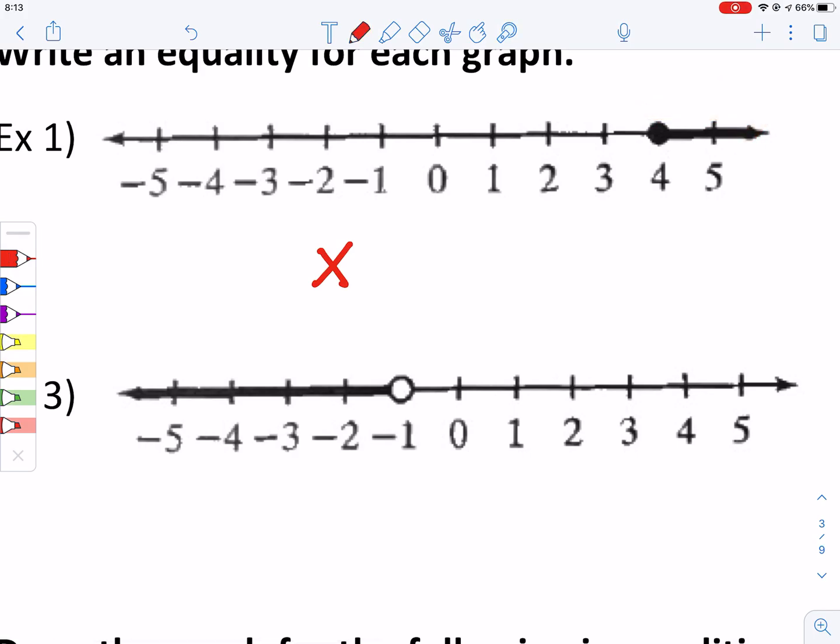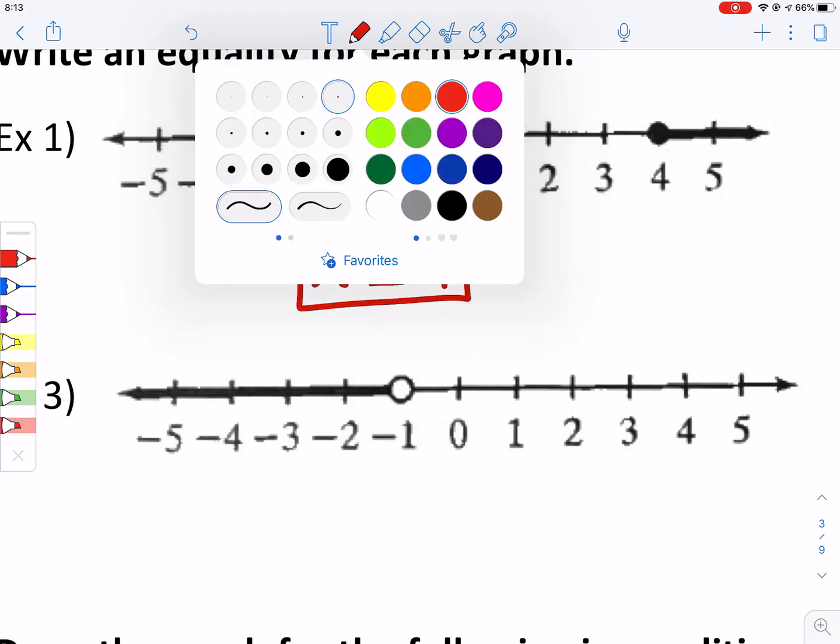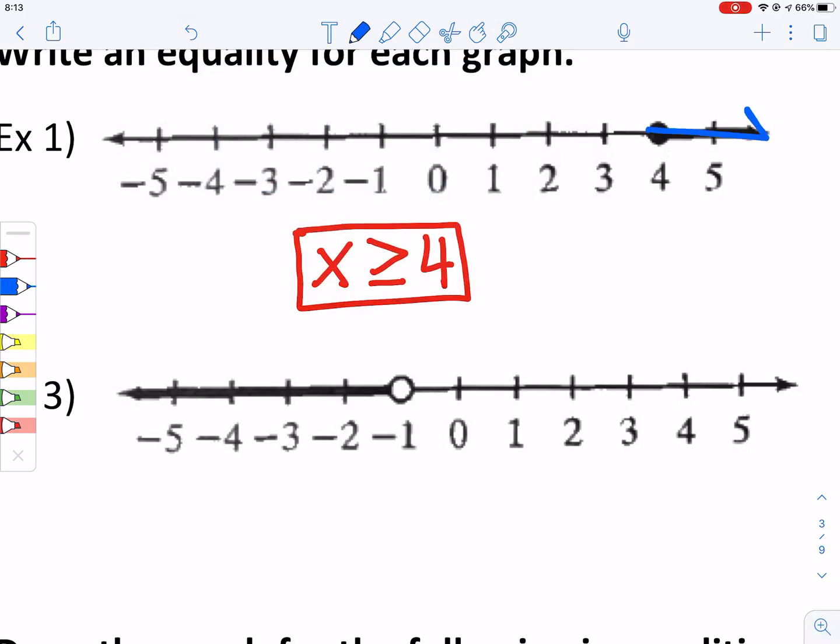So I know it's going to be greater than, or if you think about it, all the shading is going to numbers that are 4 and bigger. Like these numbers over here are bigger than 4. So I know it's going to be greater than or equal to 4. Okay, and use that arrow trick to help you out. This number line is being shaded to the right, so make sure your inequality points to the right. Or you can say all these numbers over here are all going to be bigger than 4, so it's greater than or equal to 4.